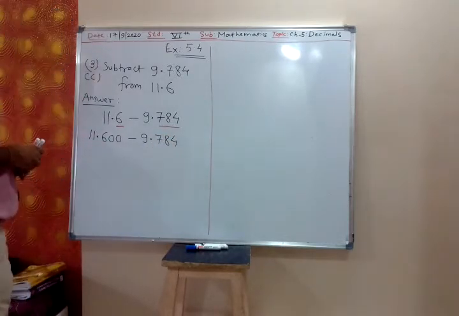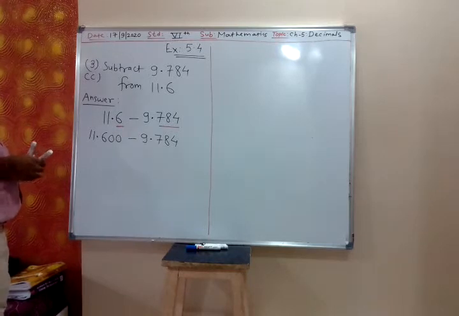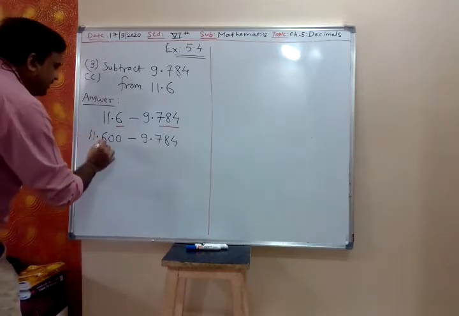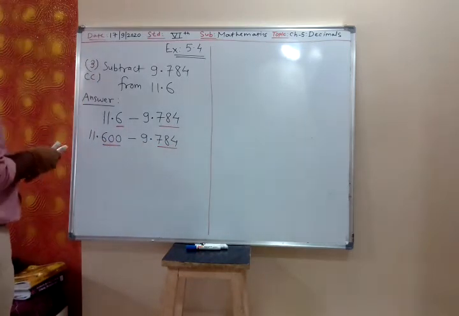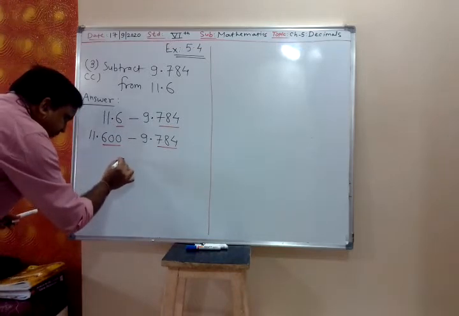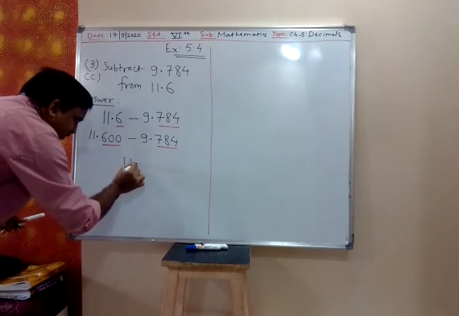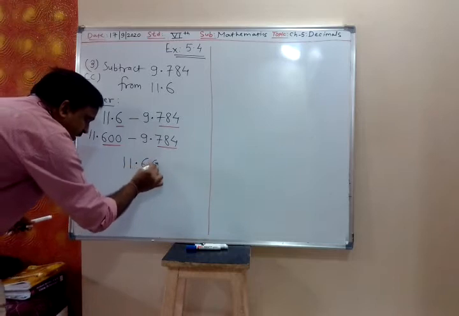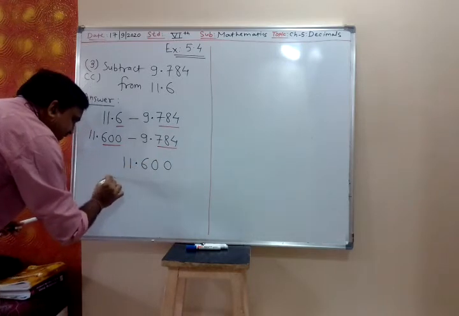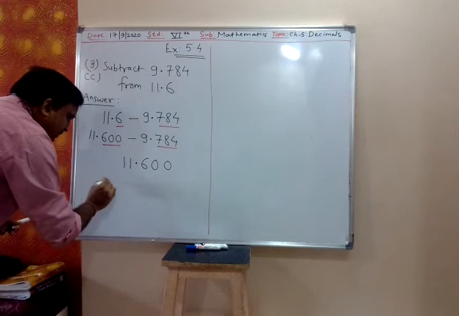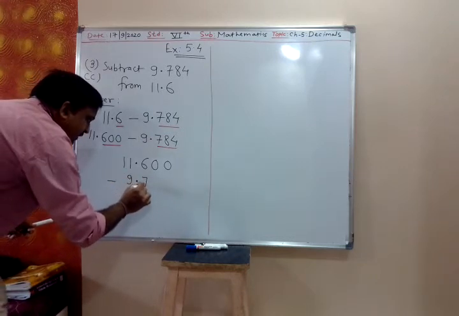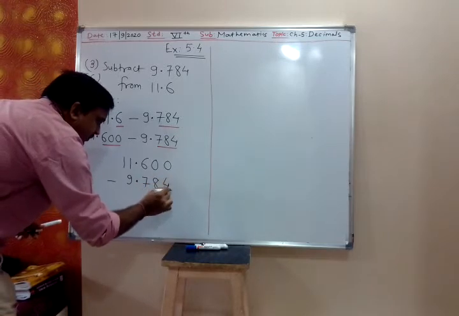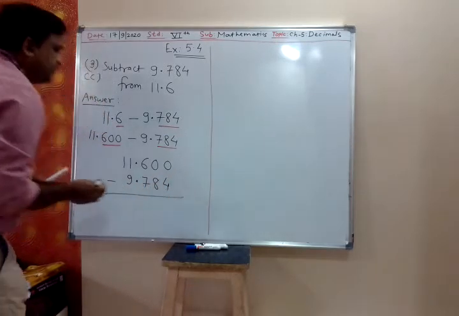Now are they like decimals? Yes. They are like decimals. After the point there are 3 digits, and after the point 3 digits. Now we subtract: 11.600 minus 9.784. Let us subtract them.